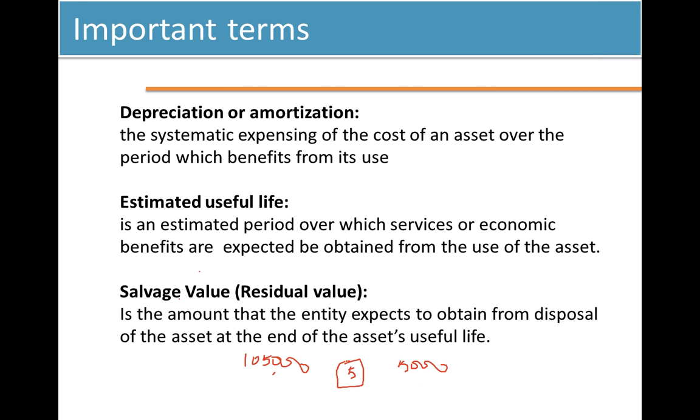Therefore, when we have a useful life of 5 years, depreciation would be 105,000 minus 5,000, the expected salvage value, divided by the life of the asset, 5 years. 105,000 to acquire the asset, minus 5,000 which is the expected salvage value, divided by estimated life will give you yearly, annual depreciation. So for most assets we estimate the salvage value at the end of its useful life. That is also called residual value.